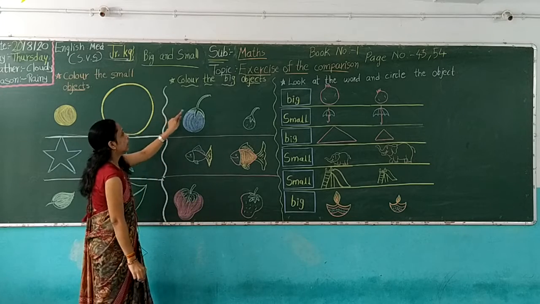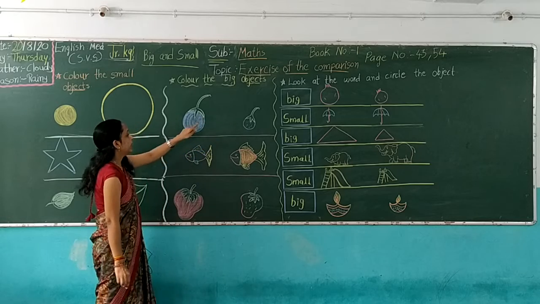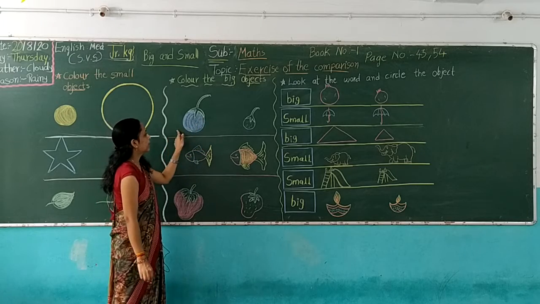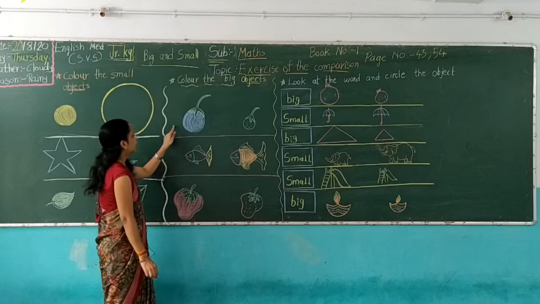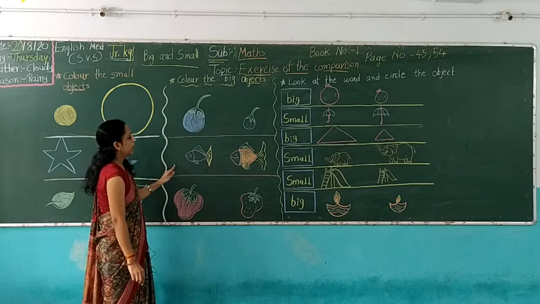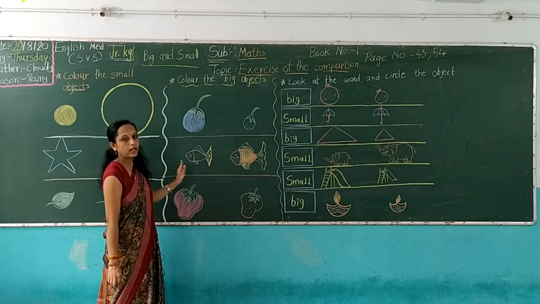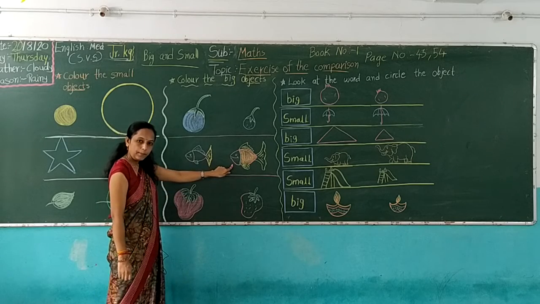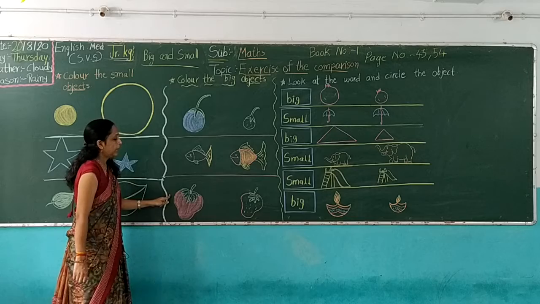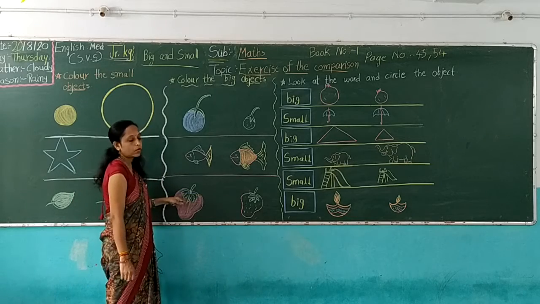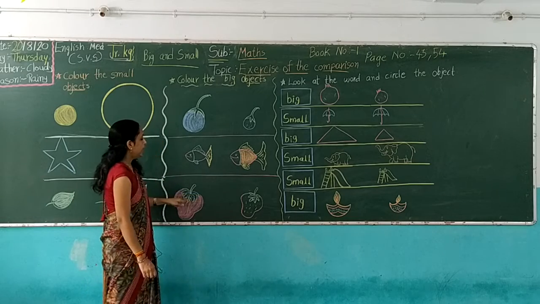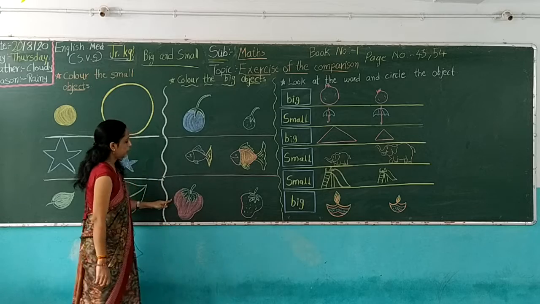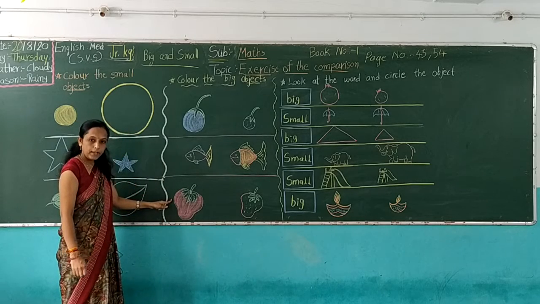So students, color only the big objects. So here I drew two brinjals, big and small. So color only the big brinjal. Here I drew two fishes. One is small and the other one is big. So color only the big fish. And here I drew two strawberries. So color only the big strawberry. Okay. So color only the big objects.